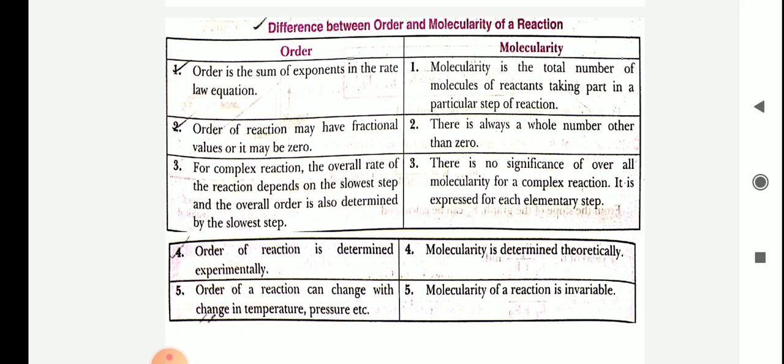Next, 3. For a complex reaction, the overall rate of reaction depends on the slowest step, and the overall order is also determined by the slowest step. Whereas in case of molecularity, there is no significance of overall molecularity for a complex reaction. It is expressed for each elementary step. The fourth difference is that order of reaction is determined experimentally, whereas molecularity is determined theoretically only. And the fifth difference is that order of reaction can change with change in temperature, pressure, etc., whereas molecularity of a reaction is invariable.